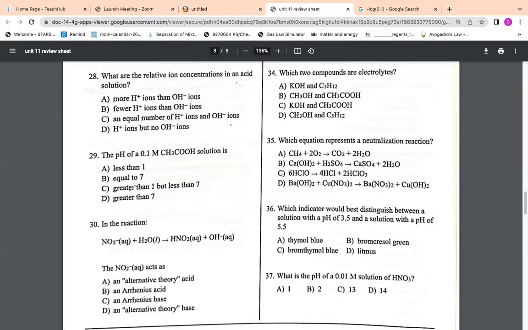Okay, 30. All right, so we have this whole reaction, and then we have NO2 minus, aq. It acts as what according to this reaction? So again, I'm going to color code everything, so that belongs with that. What happened to this thing? Well, in order for this to become this, it had to gain H plus. And according to Brønsted-Lowry, if something gains a proton or gains a hydrogen ion, it is a base. So this is an alternative theory base. And again, by alternative theory, they mean Brønsted-Lowry. If this was an Arrhenius base, it would mean that it gives off OH, but NO2 minus is not going to do that.